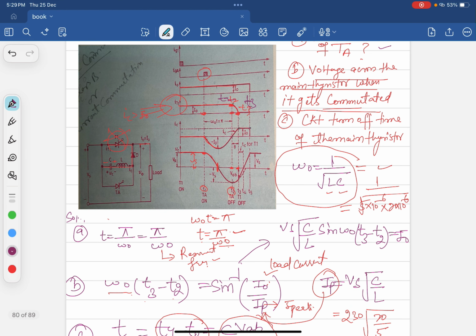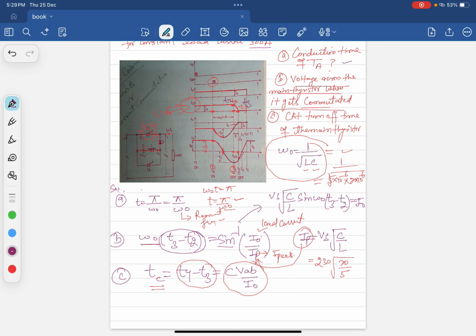So its formula is resonant frequency into time period, that is t3 minus t2, into sine inverse of I naught upon Ip, that is the peak value. The load current in the question is given as 300 ampere, and the peak value we will calculate by this formula, Ip equal to Vs under root C by L. The supply voltage is 230 volt, capacitor value is 20 microfarad, and inductor value is 5 microhenry. So we will get the value of 460 ampere. We will put this value here.